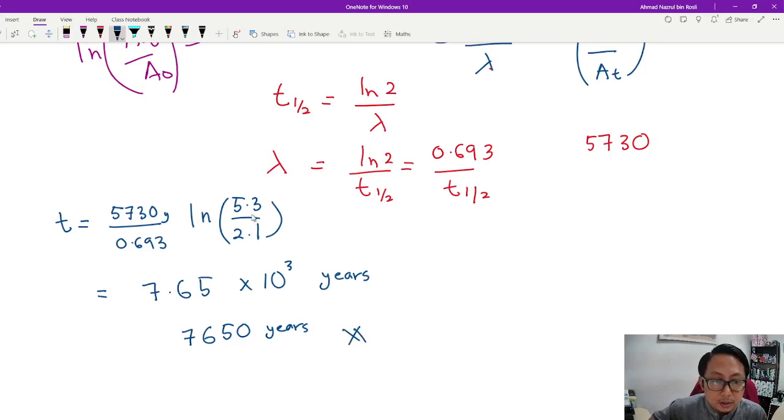So my question will be: this one is in years, this one is decay per minute, and this one is decay per minute. So why is everything in different units? That will be my question for you.